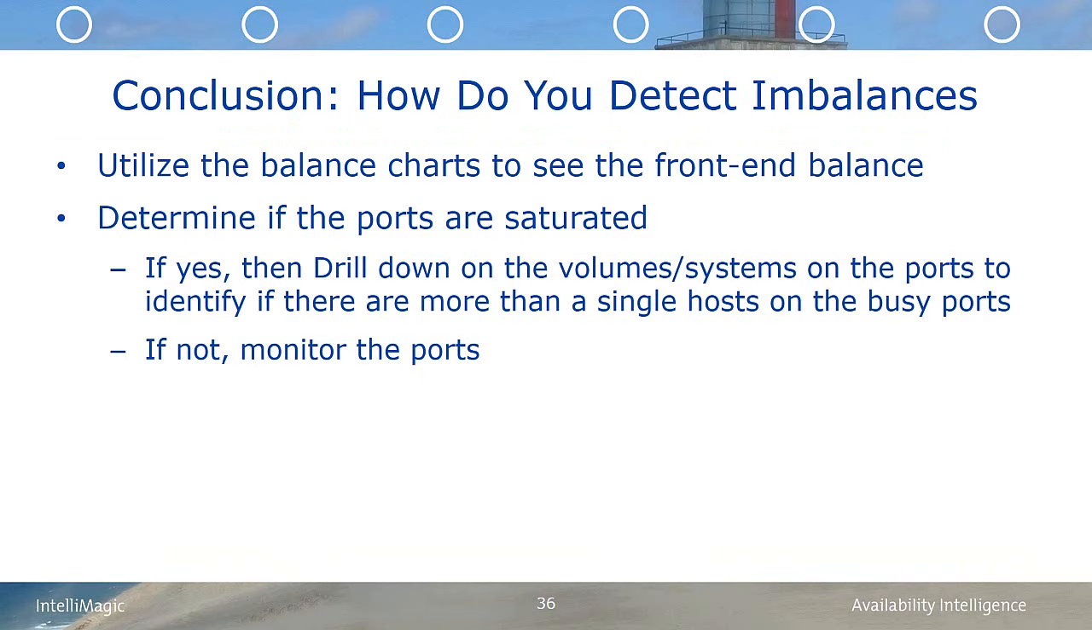In conclusion, you can utilize balance charts to see any kind of imbalance. In this case, we looked at front-end imbalance. The goal would be to determine if the ports are saturated. If they were close or nearing the performance limit, then you'd want to see which volumes or systems are associated with those ports and migrate or rezone the host to different storage ports. In this case, it didn't make any sense because the port throughput was so low.